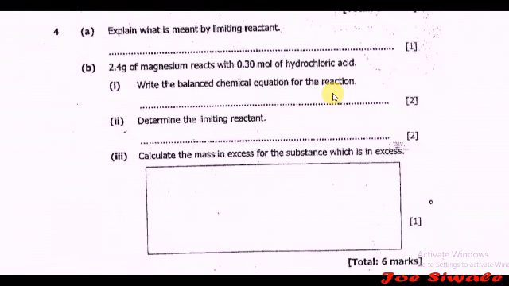And specifically I'll be looking at question 4. So let's get started. Question 4a reads, explain what is meant by limiting reagent, 1 mark.